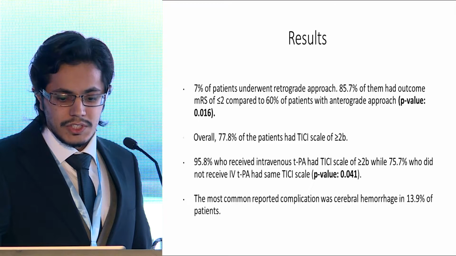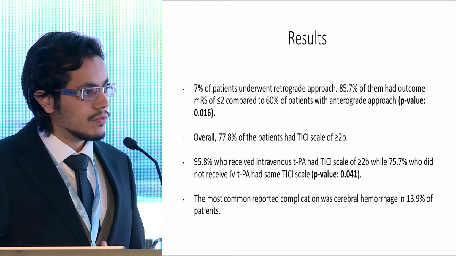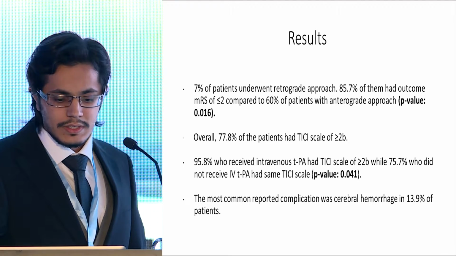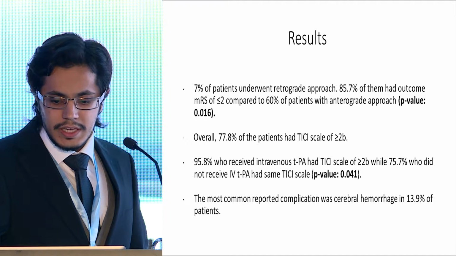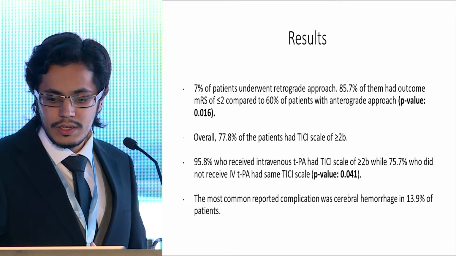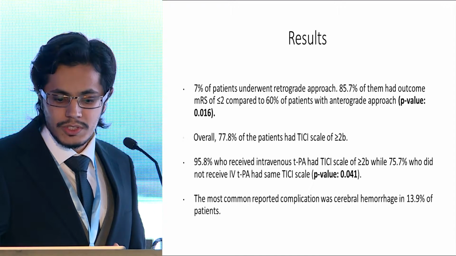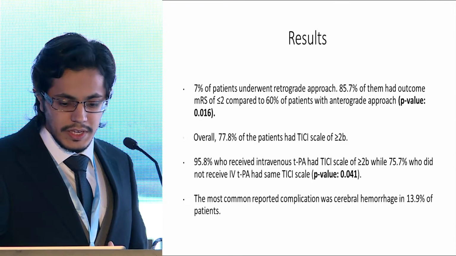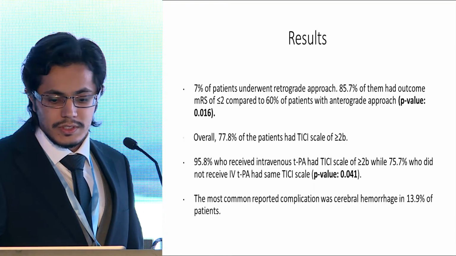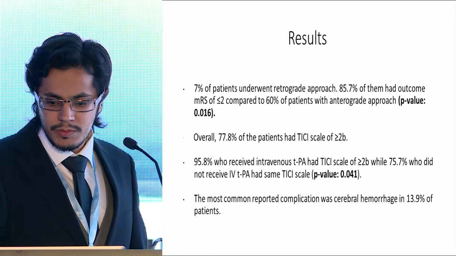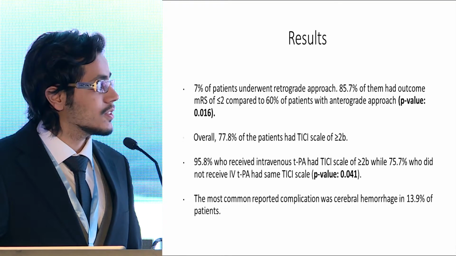Overall, 78% of patients had a TICI scale of 2B or more. 96% of patients who received tPA had a TICI scale of 2B or more, while 75.7% of those who did not receive tPA had the same TICI scale. The most common reported complication was cerebral hemorrhage, in about 14% of patients.